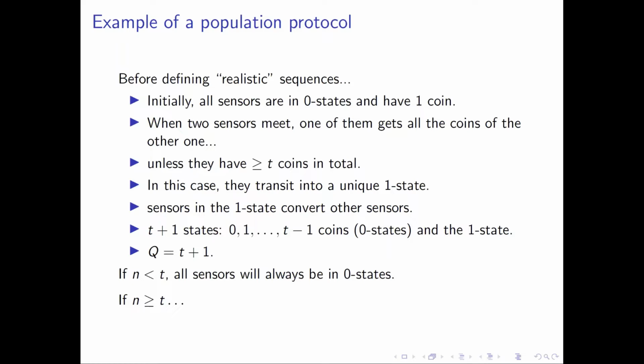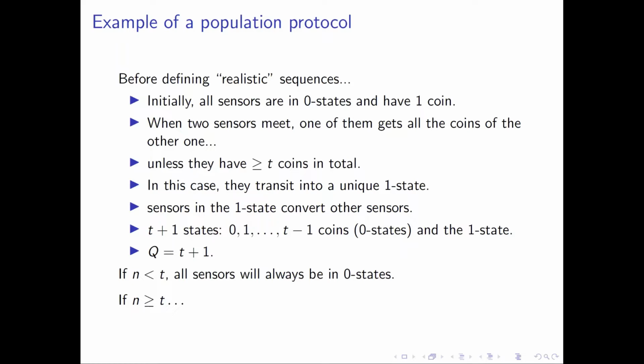So if two sensors directly observe t coins, then they conclude that there are actually at least t birds. So the problem is solved. In this case, they transit into a 1 state. Initially, all sensors are in 0 state. So initially, all sensors think that the size of the flock is small, less than the threshold. But of course, in the situation that I just described, these two sensors start thinking that the size of the flock is at least the threshold.